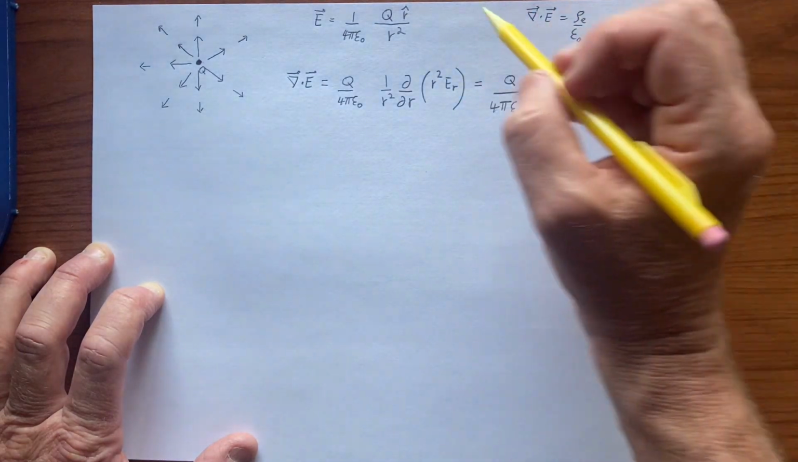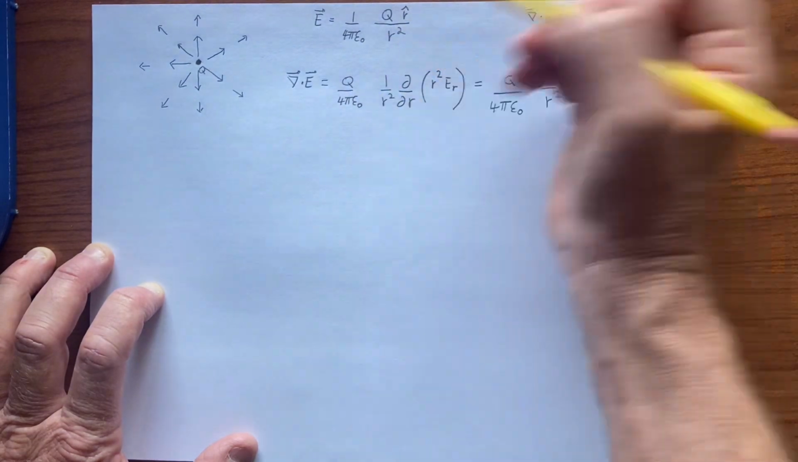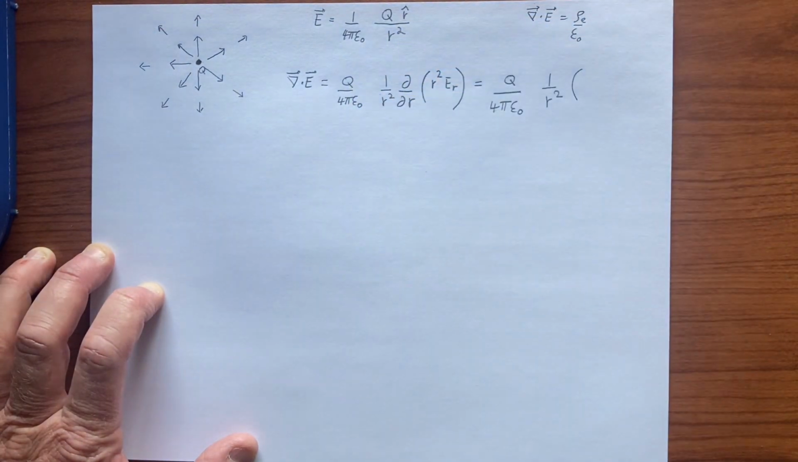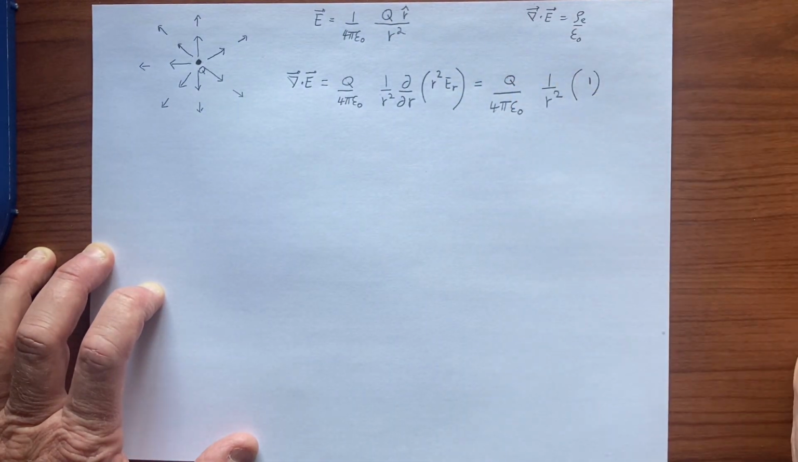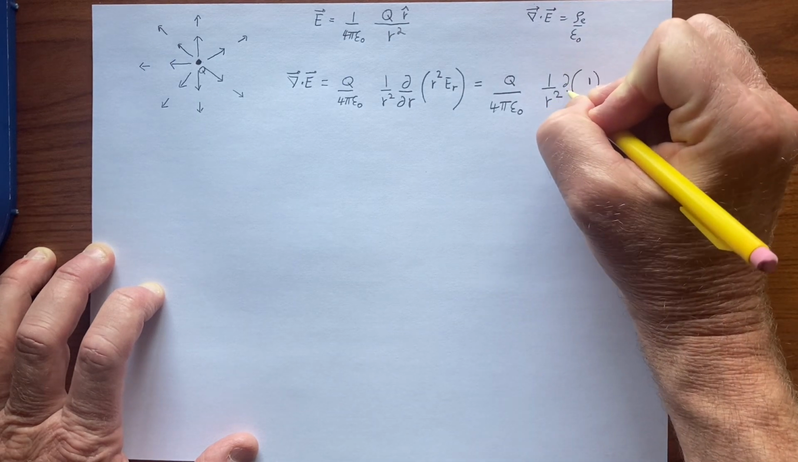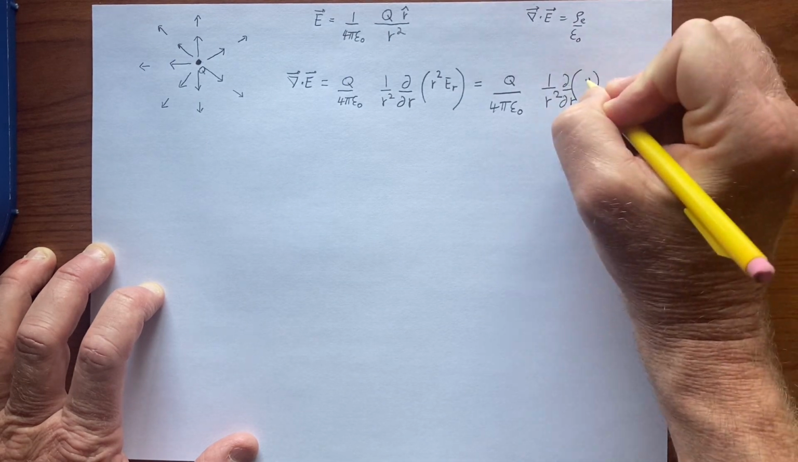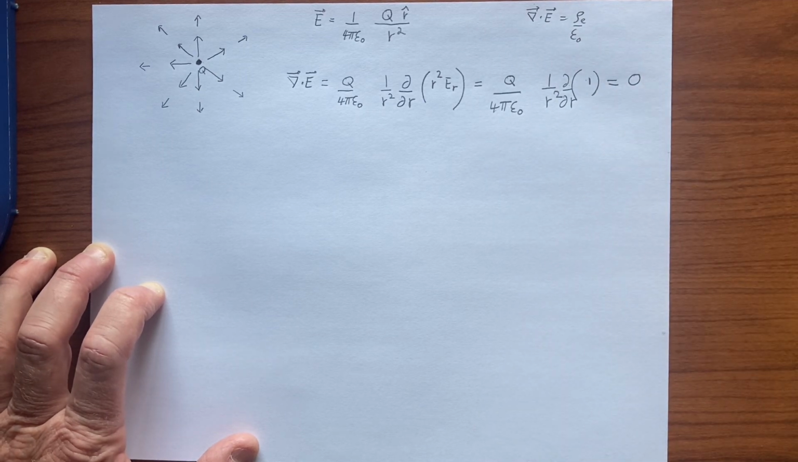E_r is just, well, it's the constant times 1 over r squared. We already wrote that part down. So we have r squared divided by r squared, so that's just 1. And so it looks like, sorry, there's a partial here, partial with respect to r of a constant. And so that looks like we get 0.